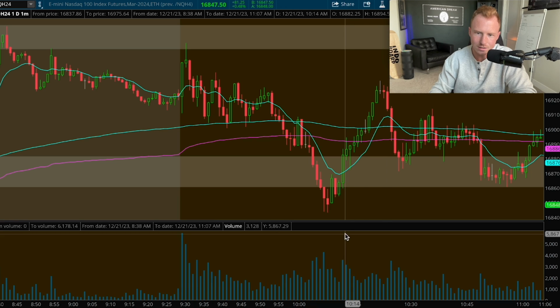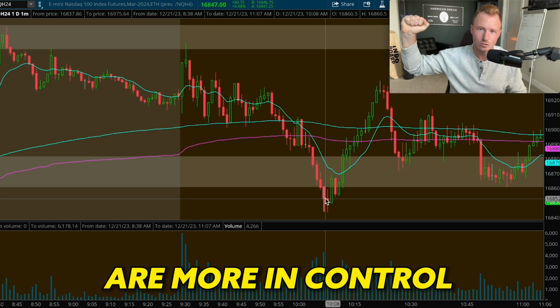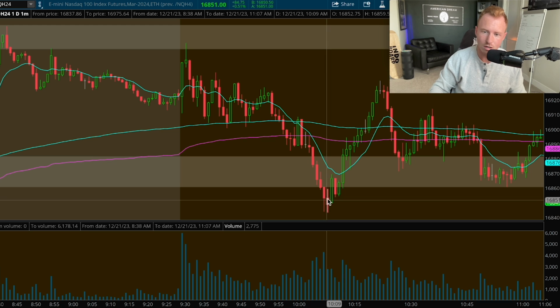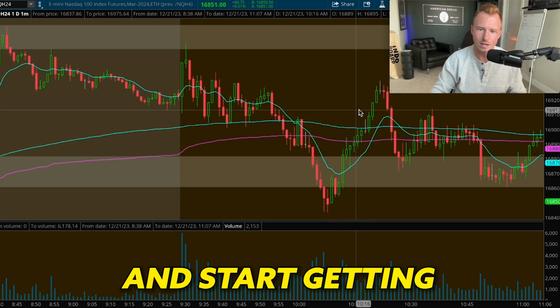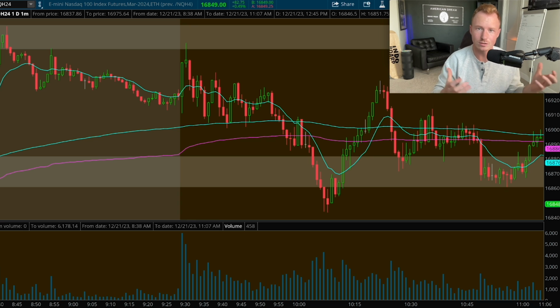Again, the trade I took, it wasn't perfect, but the volume was so elevated, especially because we had all this selling, right? Think about how much selling we had. Then all of a sudden, the volume on this candle was higher than the volume was on these candles where we sold off a bunch. Again, this tells me that buyers are more in control on this level. And if buyers are more in control on this level, chances are we're going to reverse and start getting back to where we were previously, which gave me confirmation to enter the trade, right?